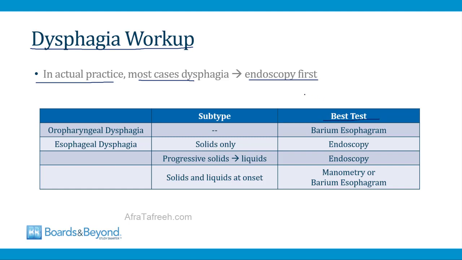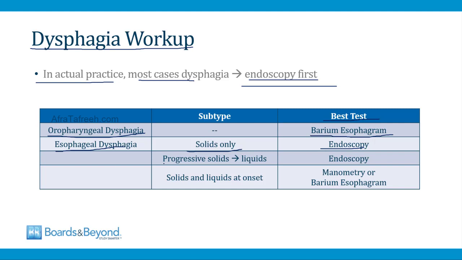And in that case, the answer is not always endoscopy. So for example, as we've already discussed, if they describe a case of oropharyngeal dysphagia, the best test is a barium esophagram, because usually you cannot make the diagnosis of causes of oropharyngeal dysphagia from endoscopy. If they describe esophageal dysphagia to solids only, then that suggests a structural cause of dysphagia, and endoscopy is the right choice in that situation.